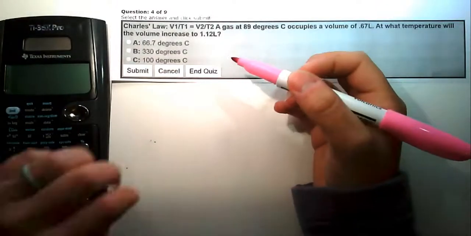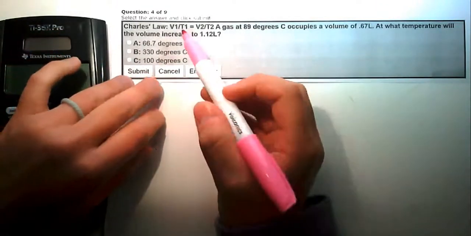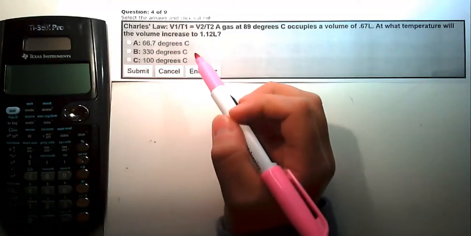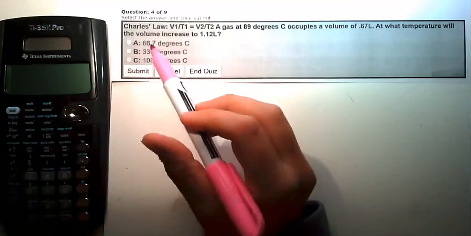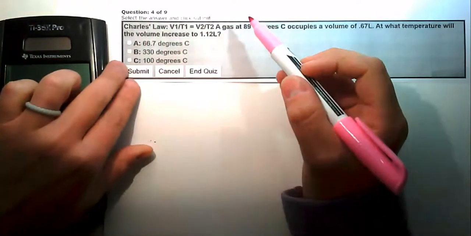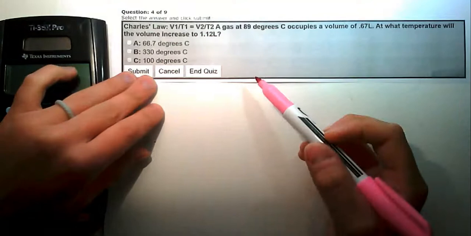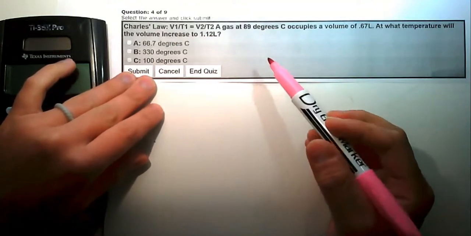Okay, so in this video we are looking at gas laws practice number 1, starting with number 4, which is a Charles's law problem. Looking at this first problem, if you didn't know it was Charles's law, we should first go through and label our variables.